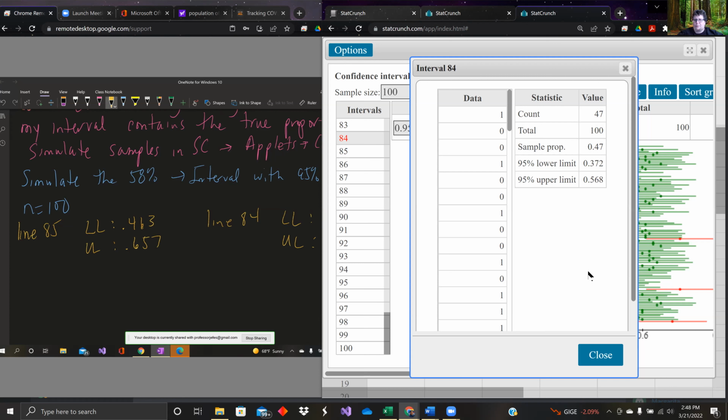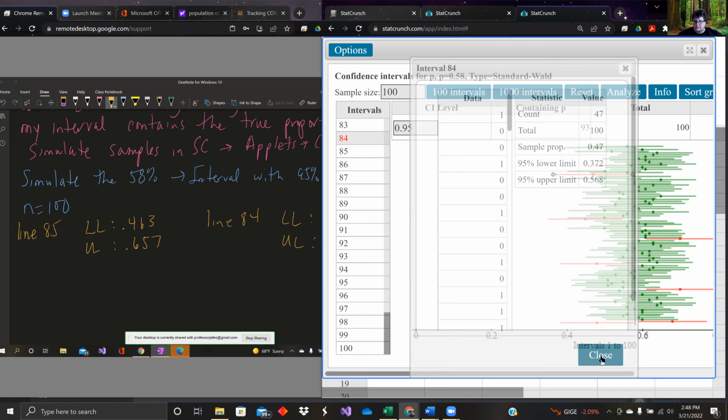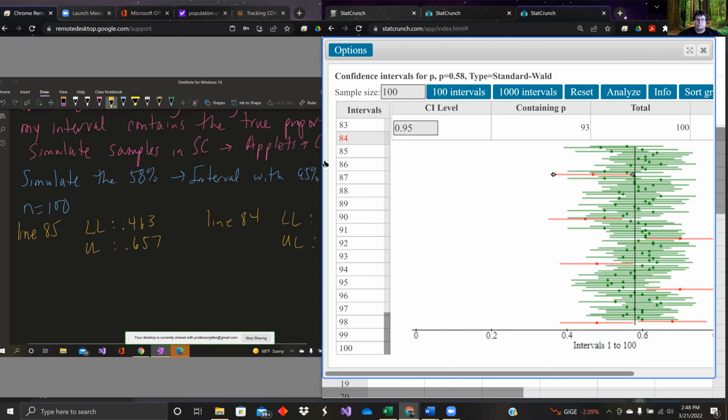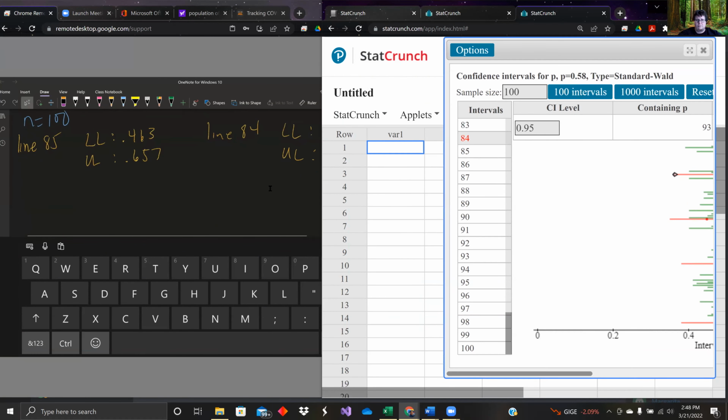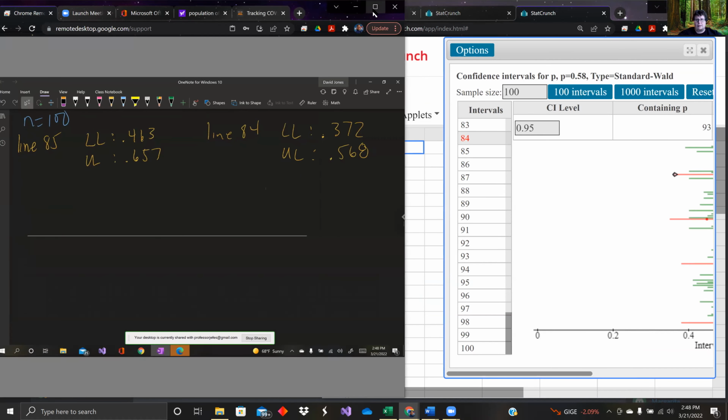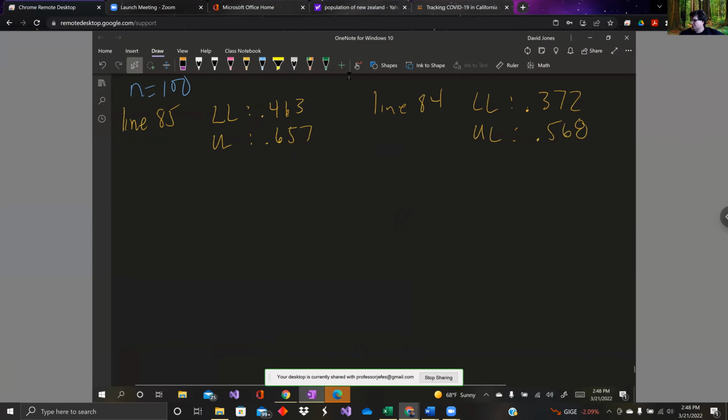I'm getting that right there. And so I want to show you pictorially what's going on here. So pictorially, what's going on? I've got a number line.